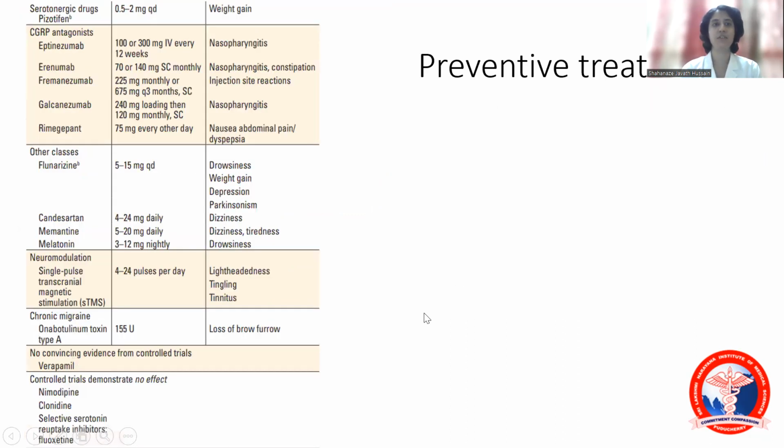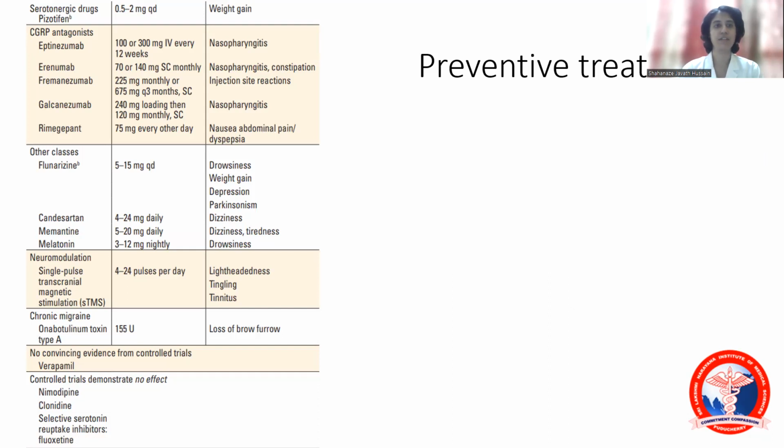Other drugs include CGRP antagonists like eptinezumab, erenumab, fremanezumab, and galcanezumab. All these are given parenterally, though at intervals of 1 to 3 months. Rimegepant can also be used, 75 mg every other day, and all of these can lead to nasopharyngitis, the monoclonal antibodies.